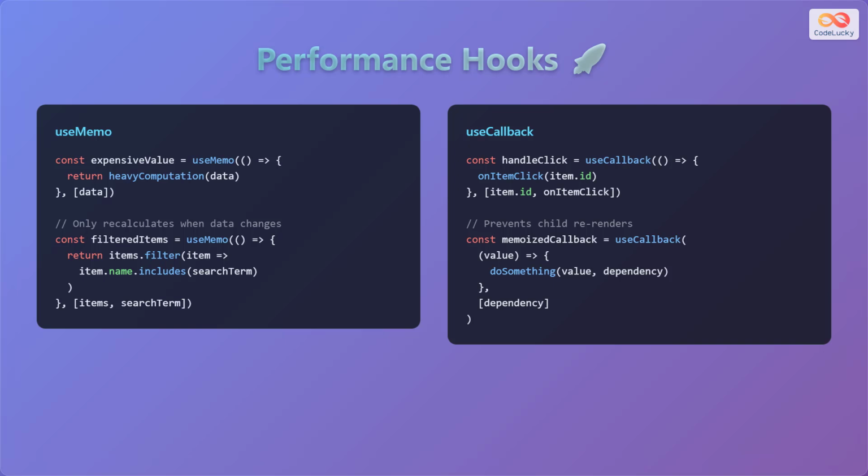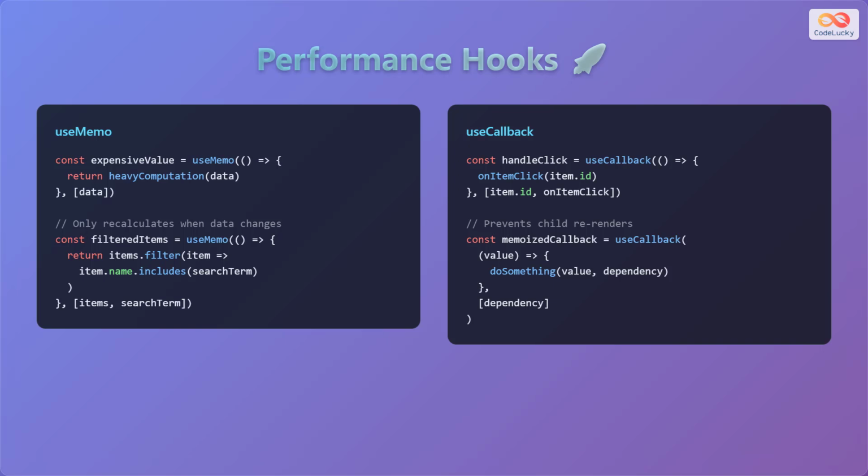React provides hooks specifically designed for performance optimization, useMemo and useCallback. Let's explore these. useMemo is used to memoize the result of a computation. It only recomputes the value when one of the dependencies has changed. This can be especially useful for expensive computations that don't need to be rerun on every render. For example, if we have a heavy computation function that takes a long time to run, we can use useMemo to ensure it only runs when the data changes. Similarly, we can use useMemo to filter a list of items based on a search term, only refiltering when the items or the search term changes.